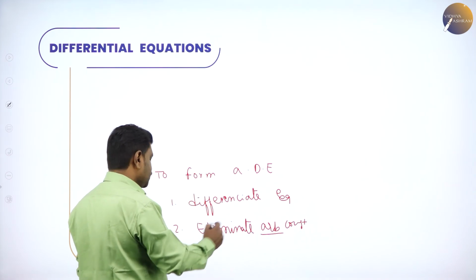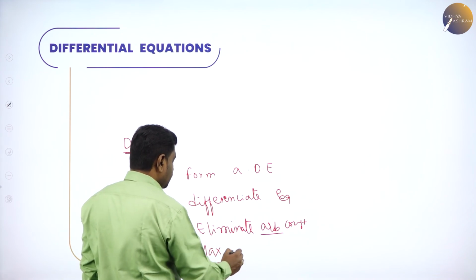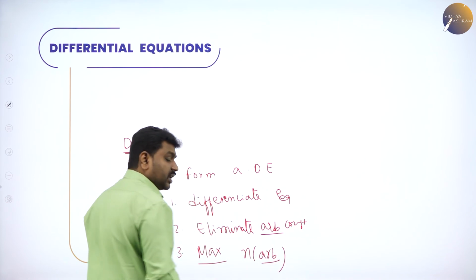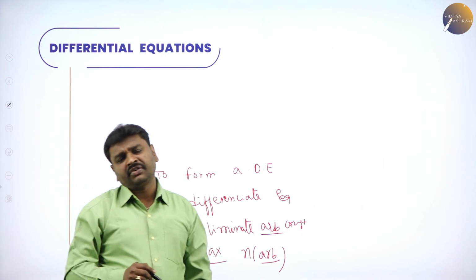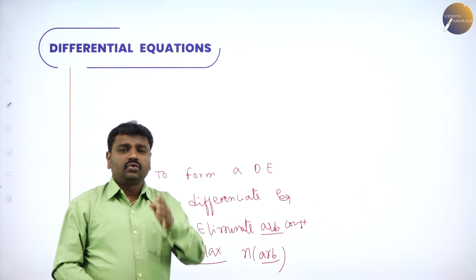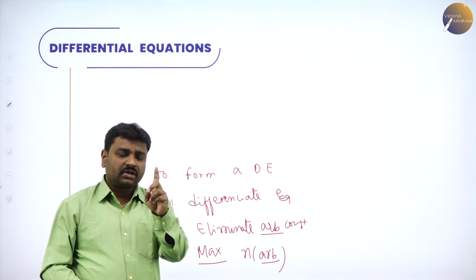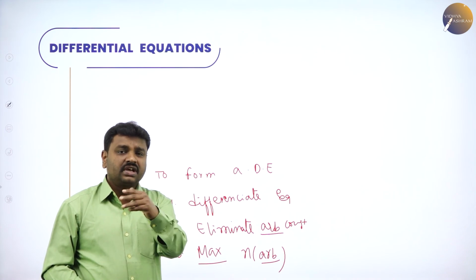How to eliminate arbitrary constants? Rearranging, dividing, substituting, anything. And maximum how many times can you differentiate? The number of arbitrary constants. If you have one arbitrary constant, you can differentiate only once. If you have two, you can differentiate twice. If you have more than that, you can differentiate more. Take the given equation and differentiate.